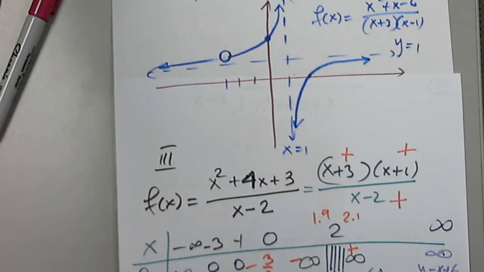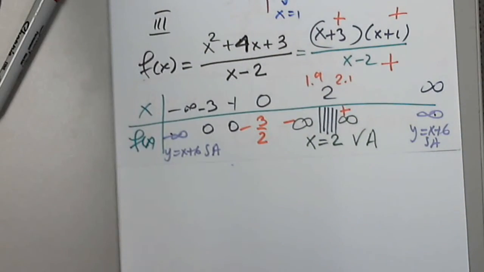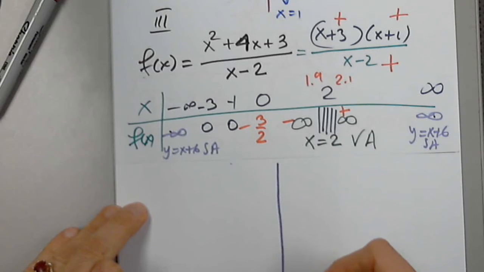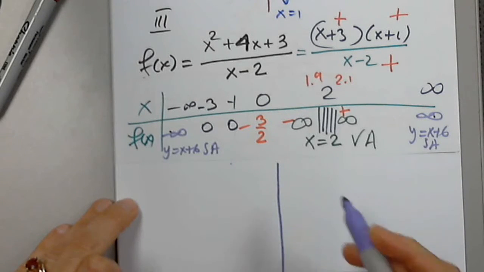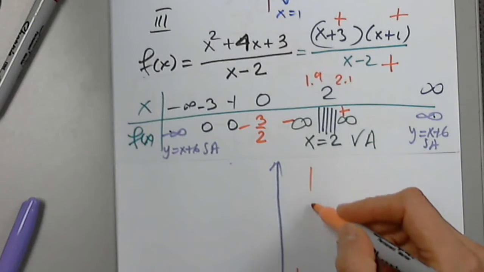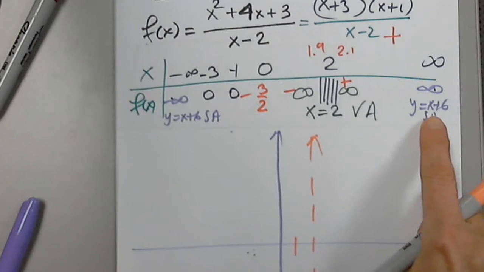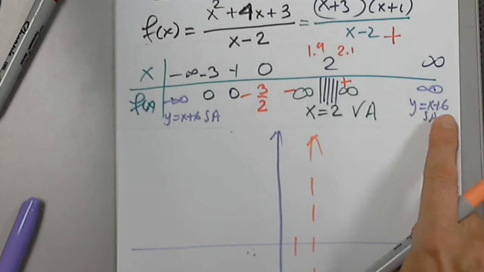So let's graph it. What do we graph first when we graph functions with asymptotes? Yes. How many asymptotes do we have to graph here? Two. One is the vertical asymptote, and the other one is the slant asymptote y equals x plus 6.